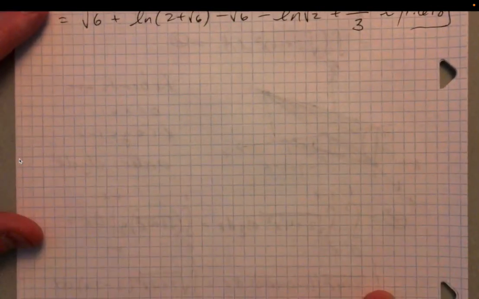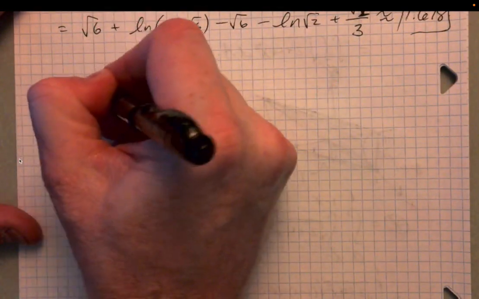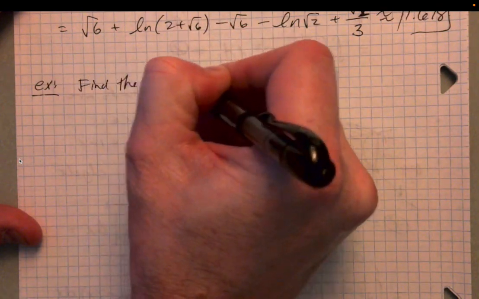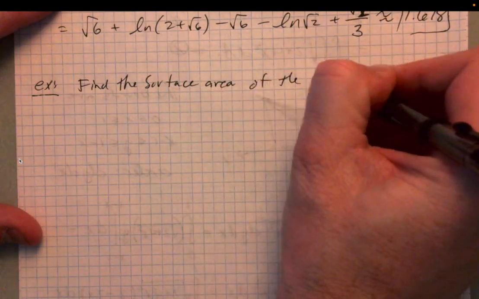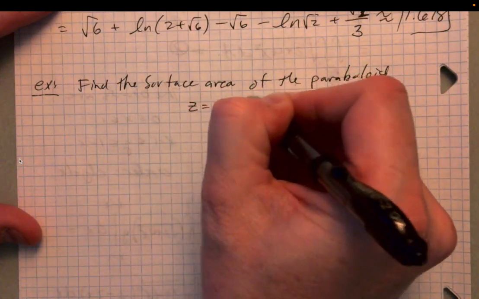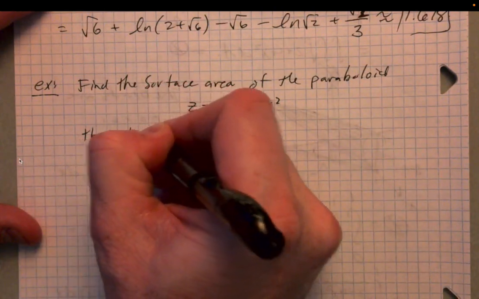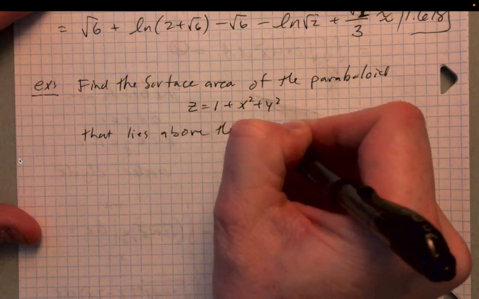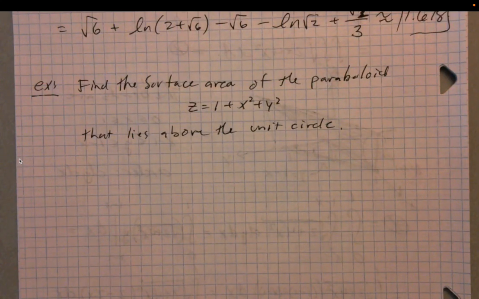And this is an example where we'll pull in polar coordinates. Okay, so find the surface area of the paraboloid. And the paraboloid is z equals 1 plus x squared plus y squared that lies above the unit circle. Okay. And so the fact that we're dealing with a unit circle as the region makes polar coordinates an obvious choice here. So we're going to use polar coordinates.